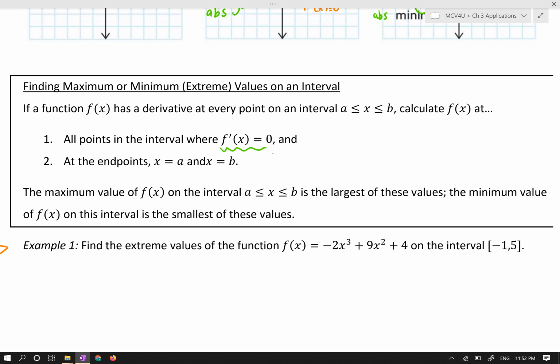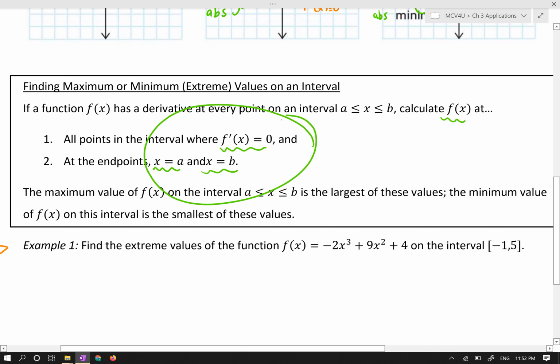But we also cannot forget to check our two endpoints, where x equals a and x equals b. So at all of these points, where x equals a, where x equals b, and at any point where our slope is equal to 0, we're going to calculate the value of the function f at x. We'll compare all of these in order to determine the largest of the values, which will be our maximum, and the smallest value, which will be the minimum.